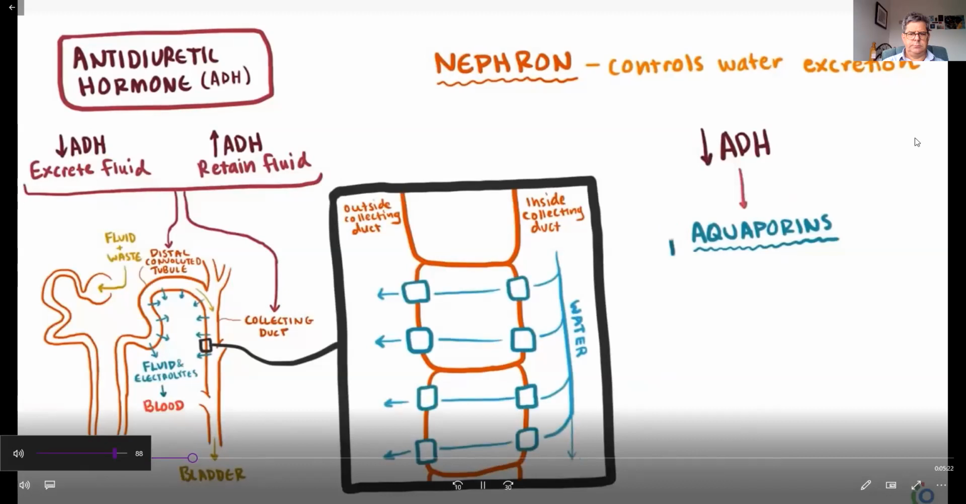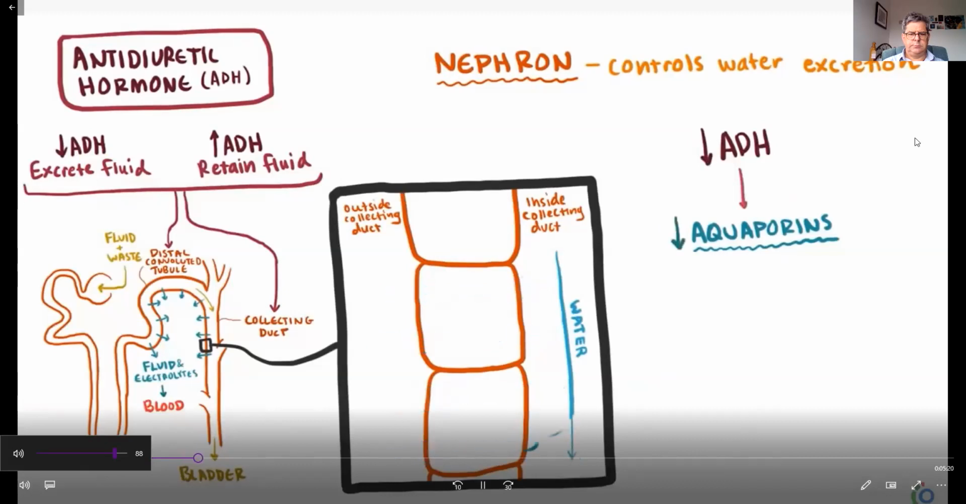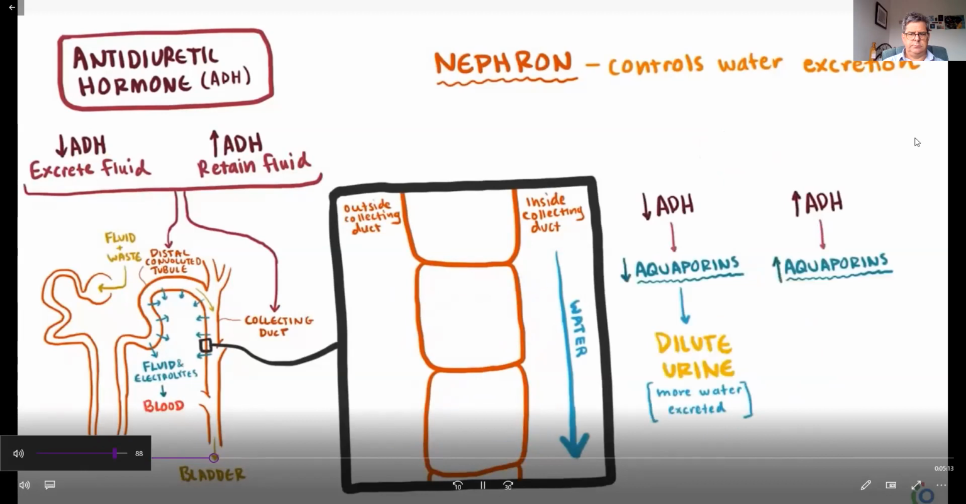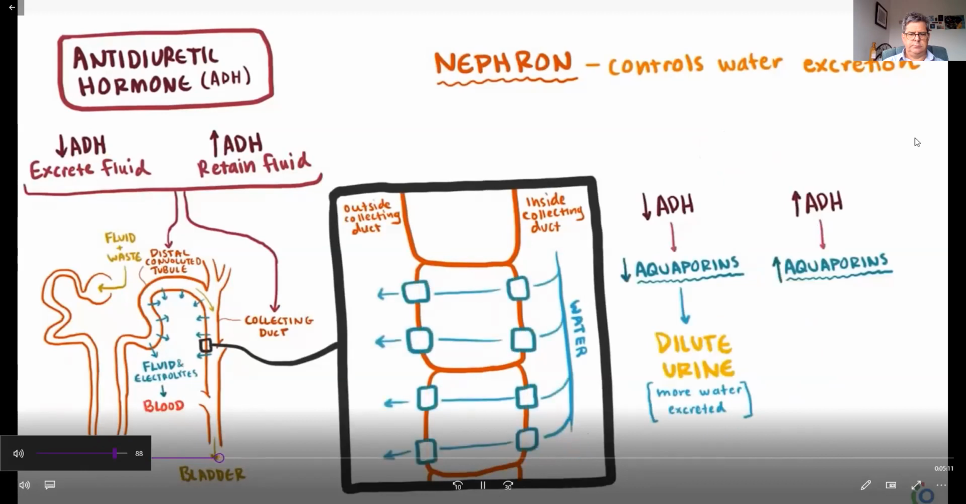So when ADH is low, most of the water flows through the distal convoluted tubule and the collecting duct, giving us diluted urine. When ADH is high, on the other hand, aquaporins grab much of the water passing through these tubes and throw them back into the blood.